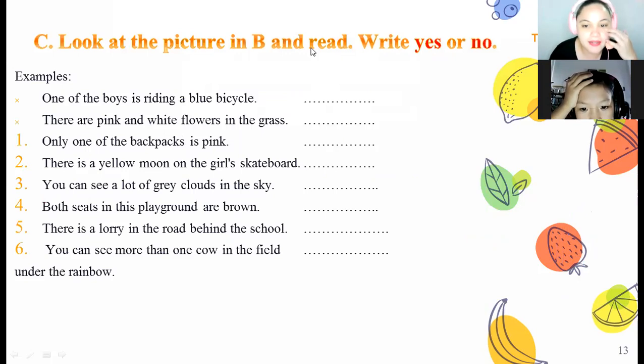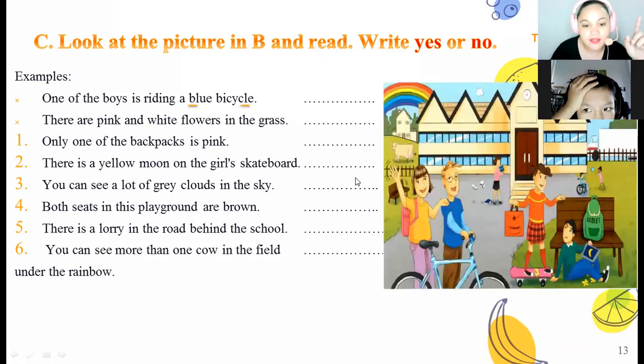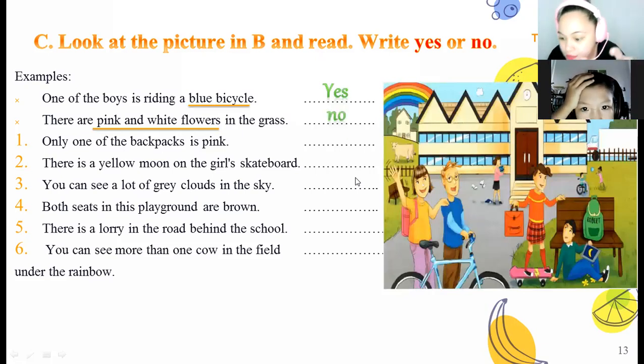Okay, good job, Anna. Now let's continue with our last activity. Letter C. Look at the picture in B and read. Write yes or no. Okay, example. One of the boys is riding a blue bicycle. So the answer is yes. Next example, there are pink and white flowers in the grass. The answer is no because there are yellow flowers on the grass.